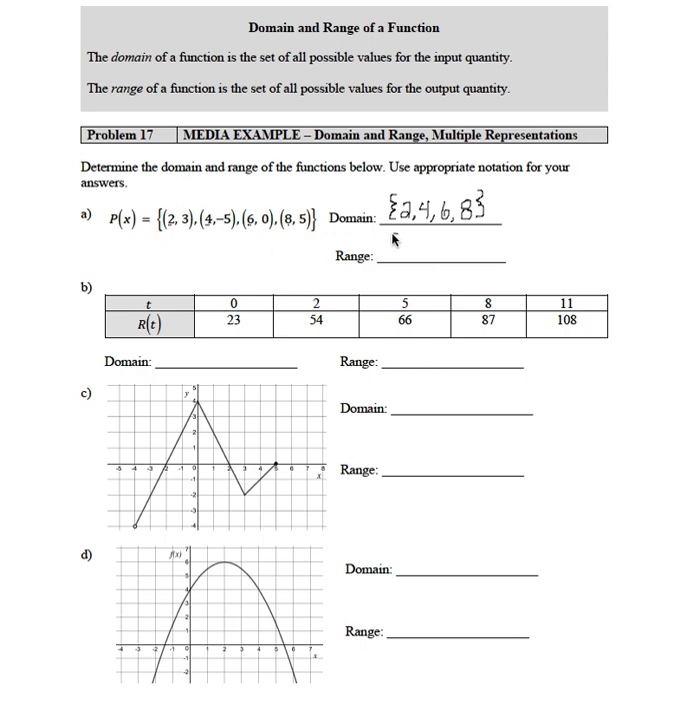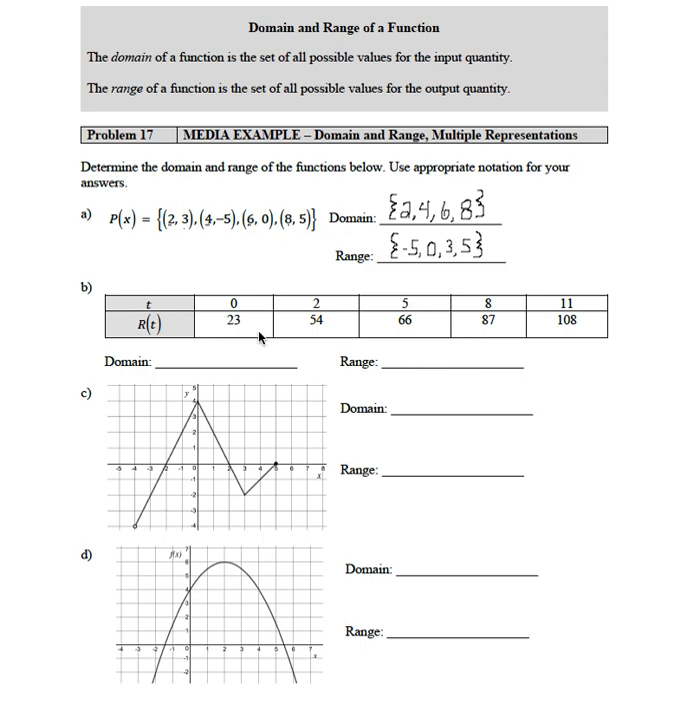By the same token, the range is going to be the set of output values, and these are 3, -5, 0, and 5. We like to write them in increasing order from smallest to largest, so I'm going to start with -5, and then 0, and then 3, and then 5. Again, these curly brackets are important for set notation.